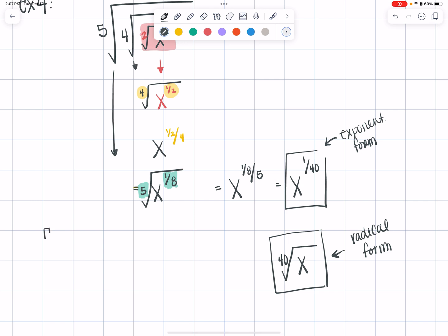And to type in these odd roots, not odd numbers, but roots that are not square root, you'll use this button in Hawks under the math keypad, and you will just type in the specific number in that little box. So this one you would type in a 40 there, and then you would type in your x inside the radical.